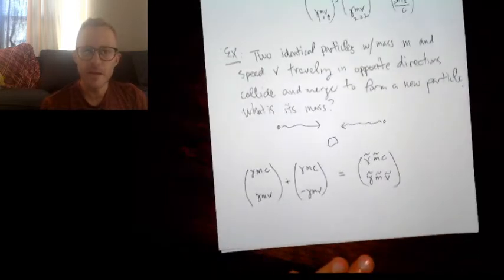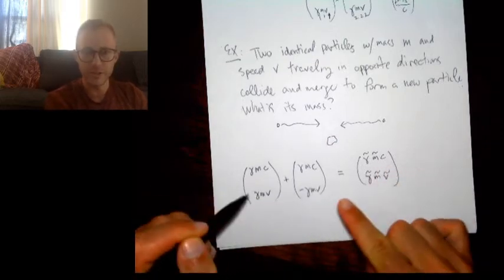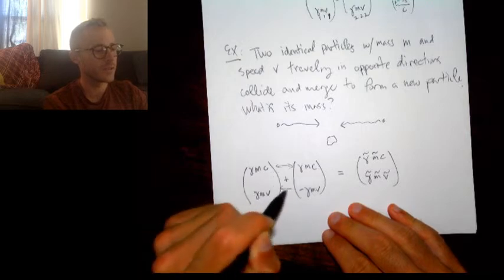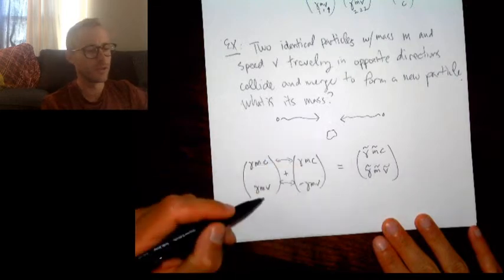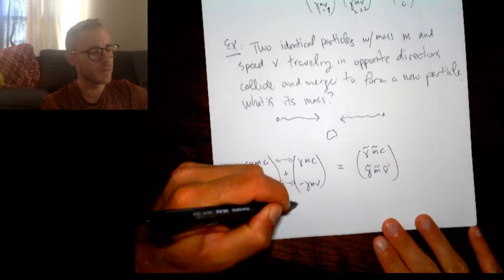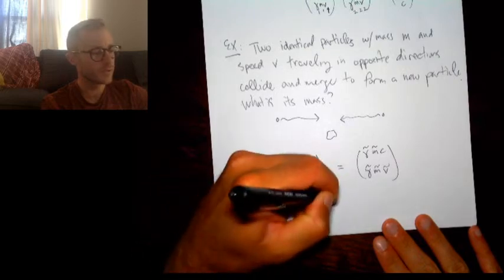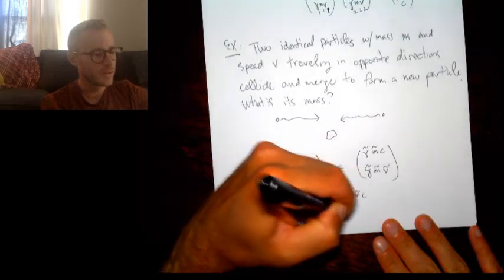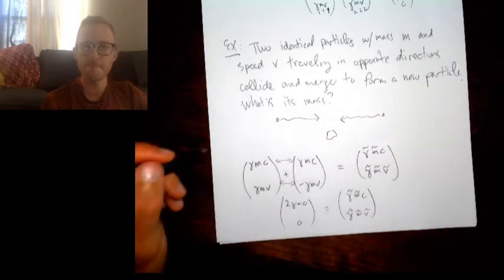So, if I complete the addition, this is just an addition of two vectors. So I add these two together, I add these two together, right? So the initial momentum is going to be 2 gamma mc, 0. And that equals gamma squiggle m squiggle c, gamma squiggle m squiggle v squiggle. Okay?